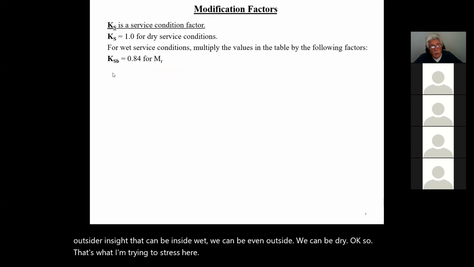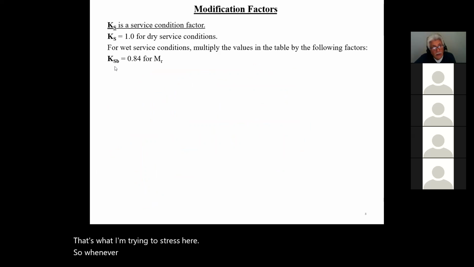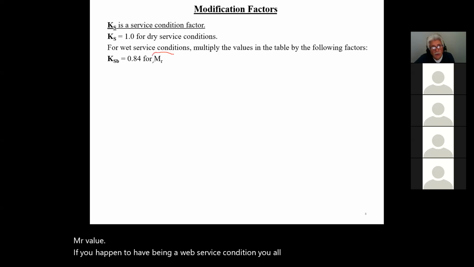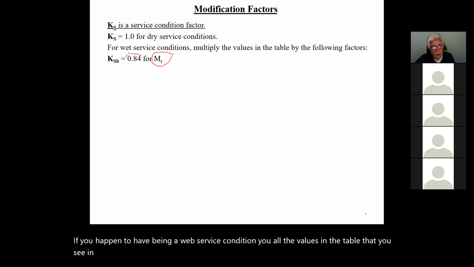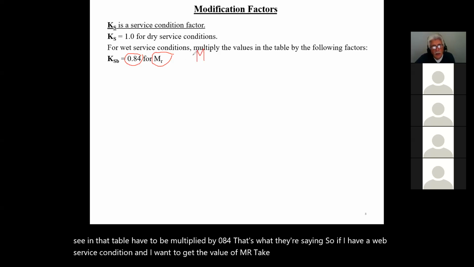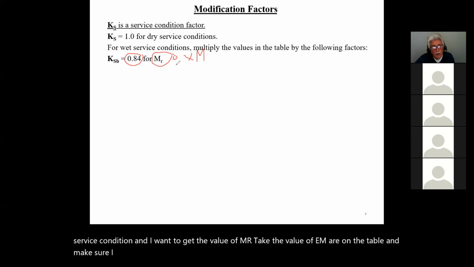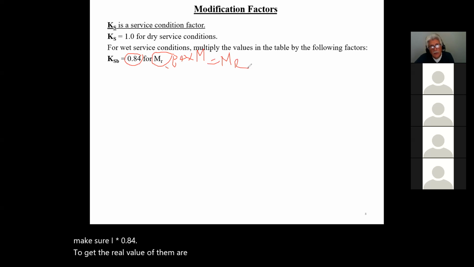Now, whenever you're doing some bending, so KS, service for bending, in other words your MR value, if you happen to be in a wet service condition, all the values in the table have to be multiplied by 0.84. That's what they're saying. So if I have a wet service condition and I want the value of MR, I take the value of MR in the table and multiply it by 0.84 to get the real value of MR under wet conditions, for bending. KSB is for bending, okay?